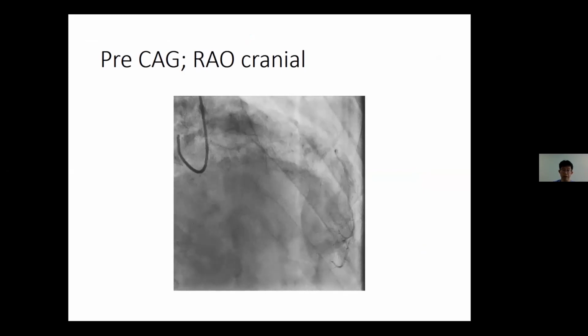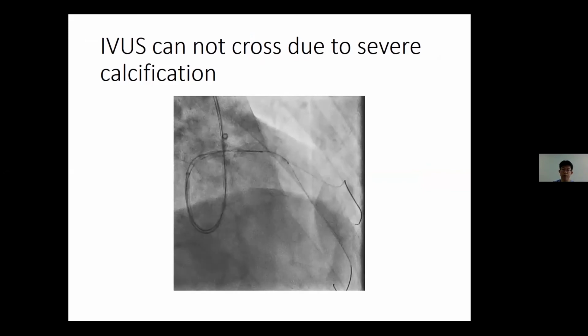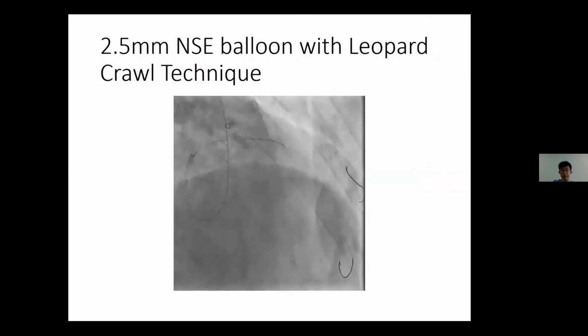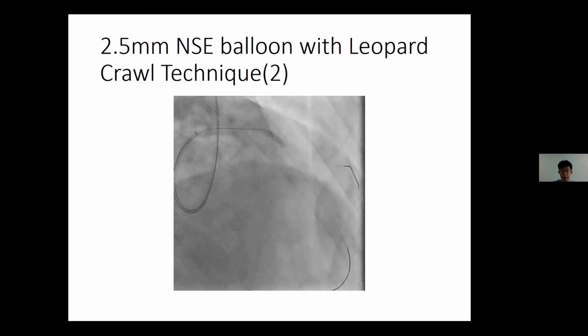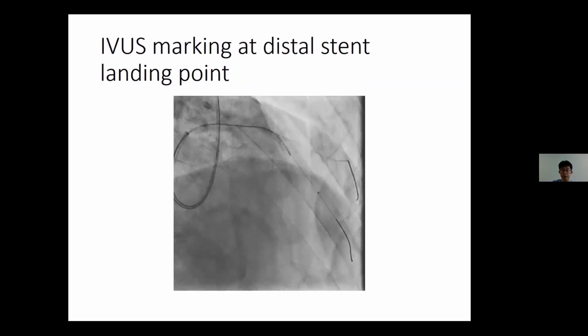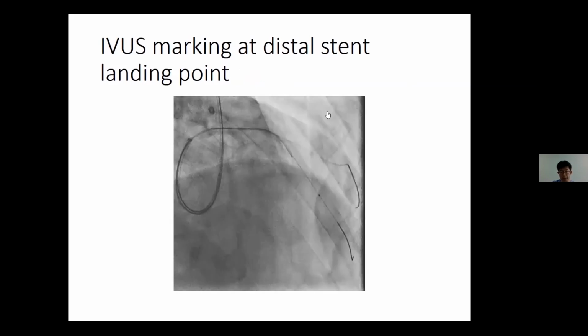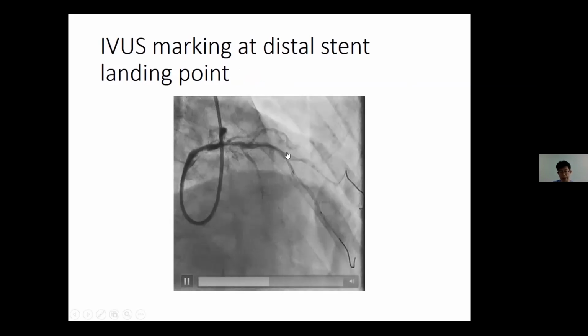So this is a case of a bifurcation lesion of the LAD and the diagonal branch. IVUS cannot cross due to the severe calcification. So we use a scoring balloon, the NSE balloon 2.5 with the Leopard coronary technique. Balloon dilatation and deflation immediately, pushing the balloon on the distal side here and here. And then we dilate with the two-hole balloon, the scoring balloon, in the diagonal branch, and check the IVUS marking at the distal landing zone. But as you can see, major dissection occurred on the side branch, the diagonal branch.